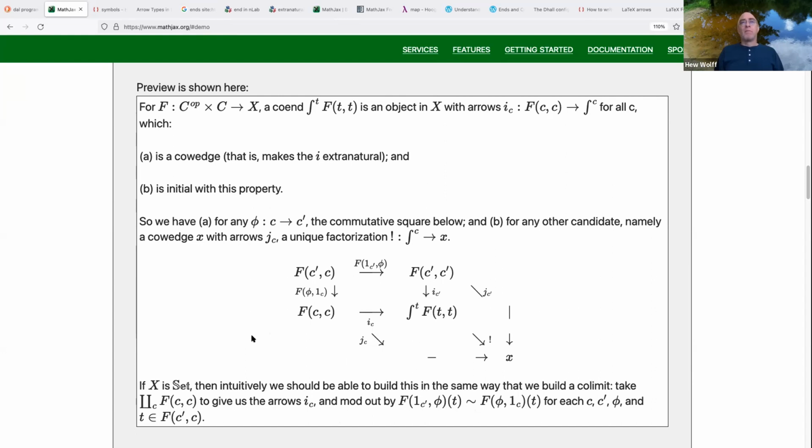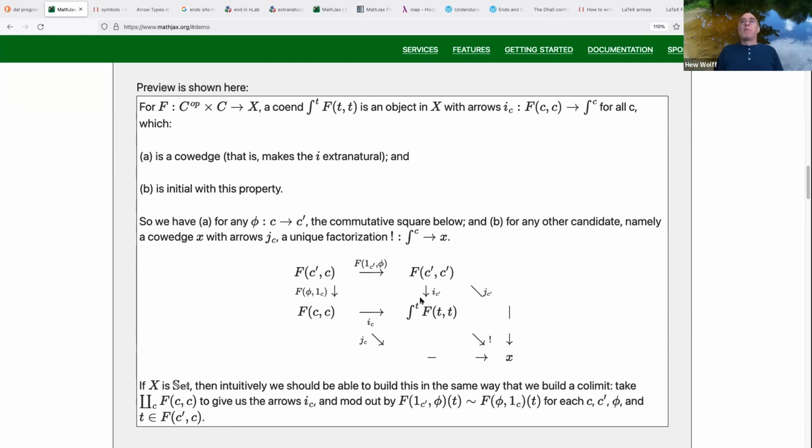I would like to understand this modding out business. So how do you mod out? So you have a coproduct of FCC, right? Here I'm just going to say that X is a set, which probably it is. Certainly for Miliuski it is. So say it's set. We can take the coproduct of all of the FCCs, it's just a bunch of sets. We can take the coproduct, and that will have the universal property.